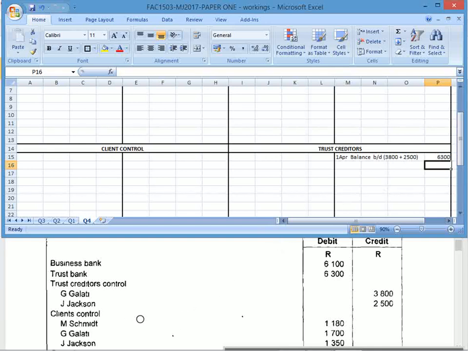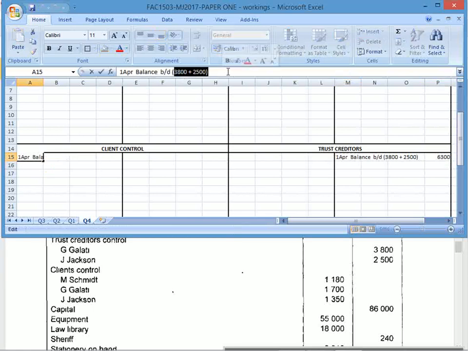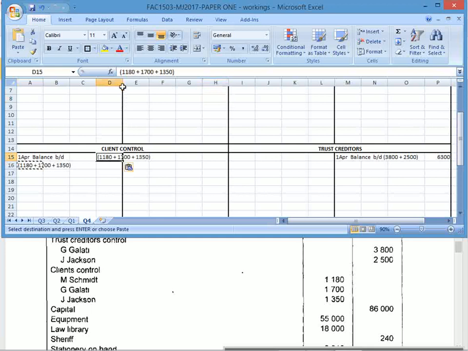Okay, then you've got your client control. Same thing applies, add up. 1180 plus 17 plus 1350, close brackets. Okay, 4,230. That's the client control account.